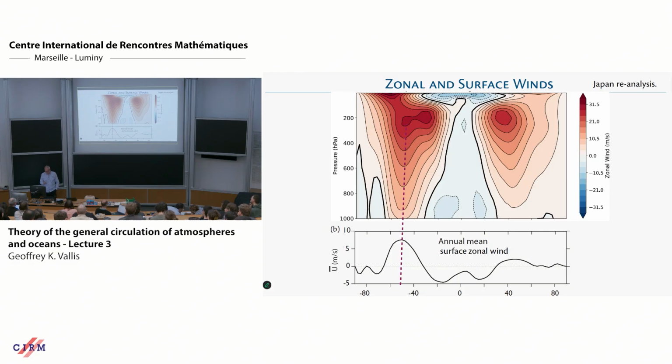Just one other little thing. You see here that the winds are also westward near the equator. Meteorologists have this funny convention that a westerly wind comes from the west and an easterly wind comes from the east.